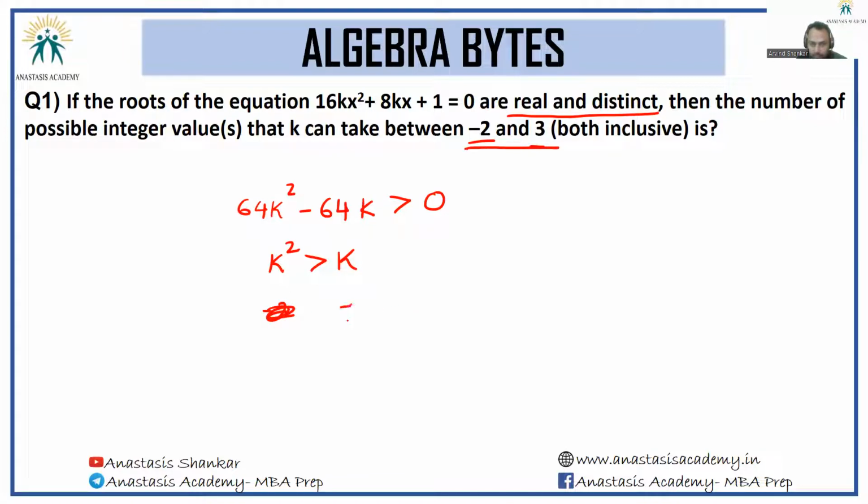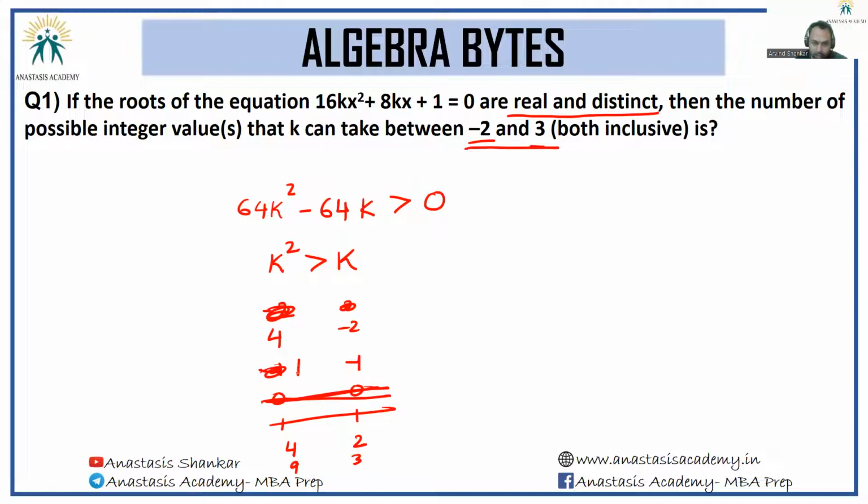For k equal to -2, we get k² as 4. For k equal to -1, we get k² as 1. For 0, we get 0. For 1, we get 1. For 2, we get 4. And for 3, we get 9. We see that k² is not greater than k for 0 and 1. So these cases are cancelled.